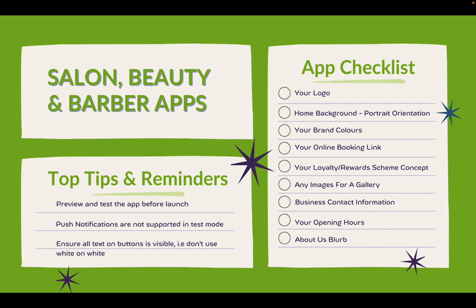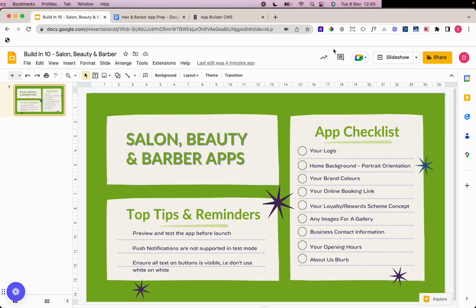A few top tips and reminders: always preview and test the app before launch. Push notifications are a really powerful feature. They're not supported within test mode, so do bear in mind that you have to be live to use that feature. And ensure all text buttons are visible, so don't use white on white backgrounds or black on black backgrounds, etc. Make sure everything you have there is visible when using. So let's get cracking on building the app.